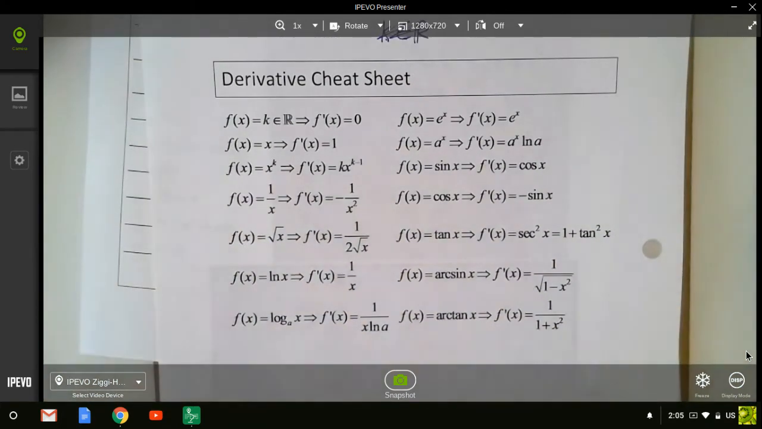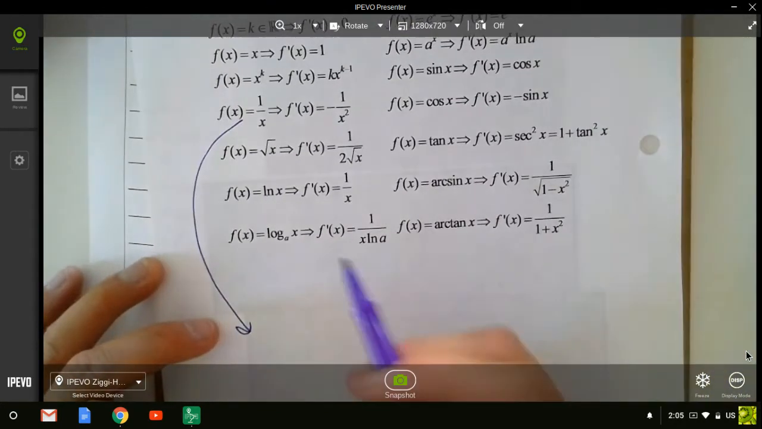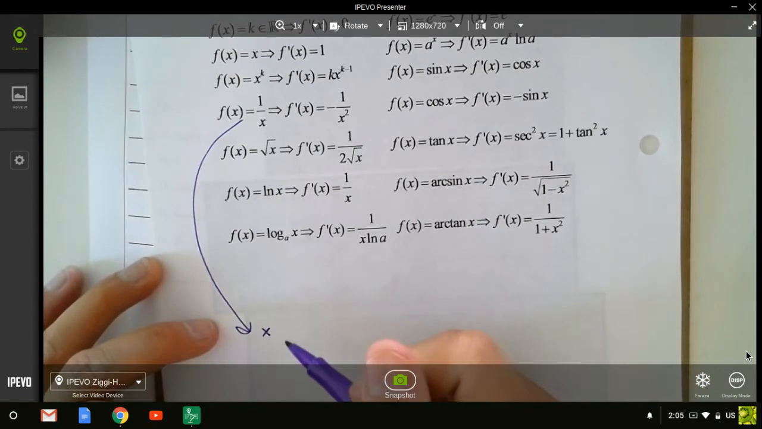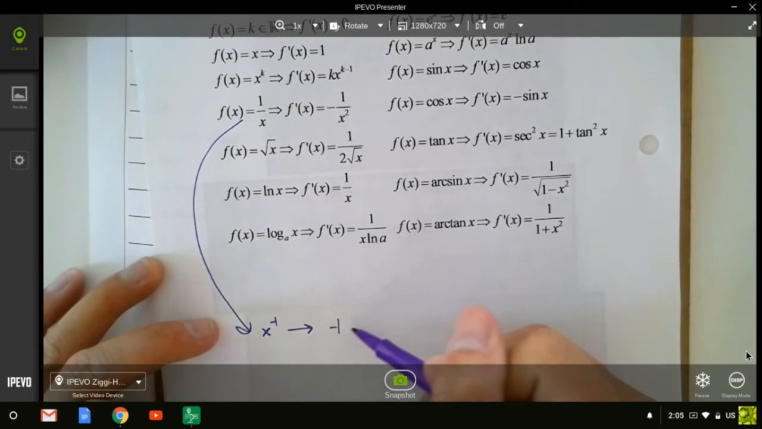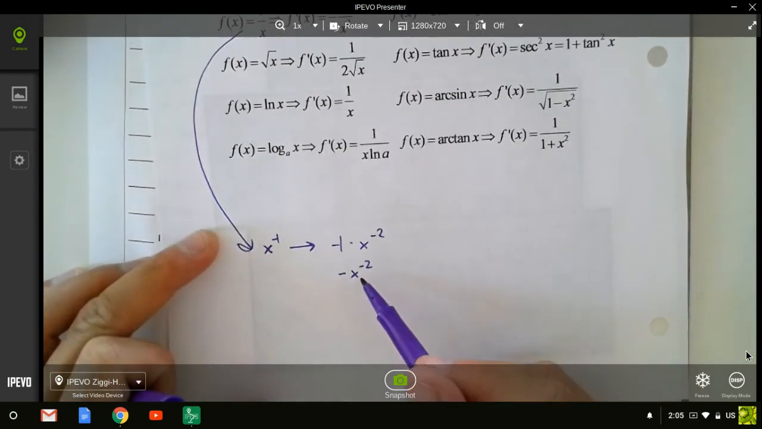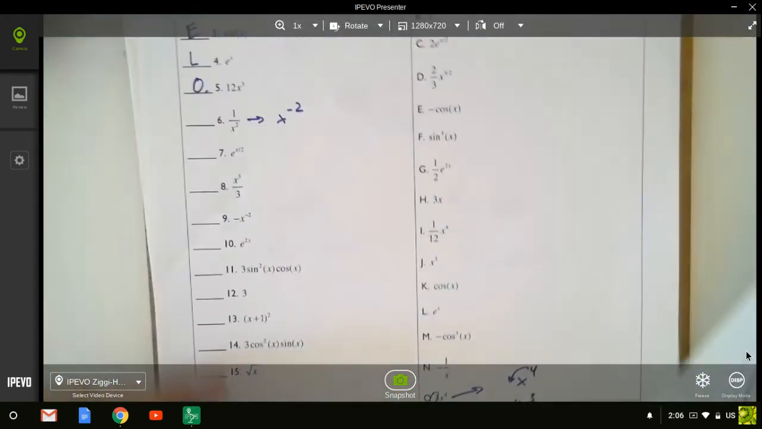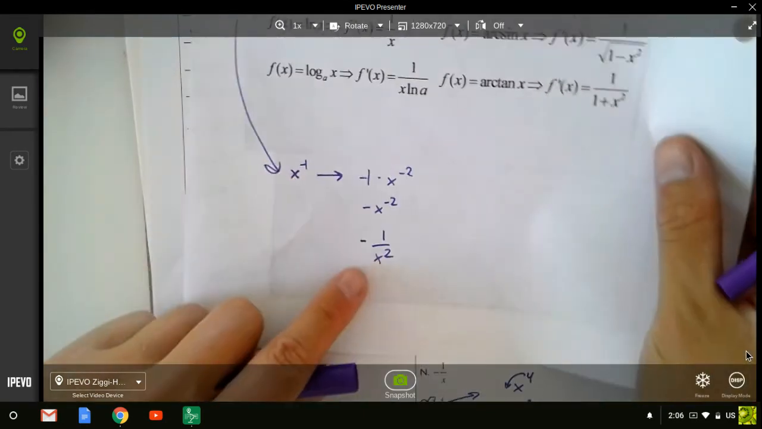If I had to rewrite this, you don't have to do this on your cheat sheet, but as a reminder to myself, you could rewrite this as x to the what power? Negative 1. So if you did the power rule to find the derivative of that, what would you have to do to this number? Subtract 1, so negative 2. And we'd have negative x to the negative 2nd power. Can I rewrite that again? Negative 1 over x squared. Oh, and that's what we have over here, don't we? What are we missing here?